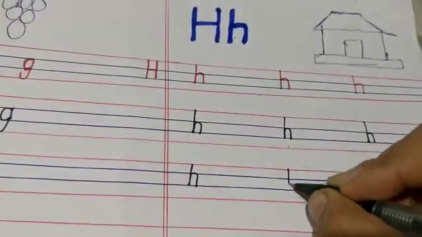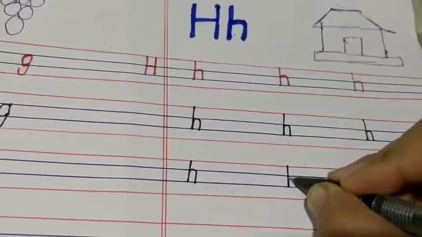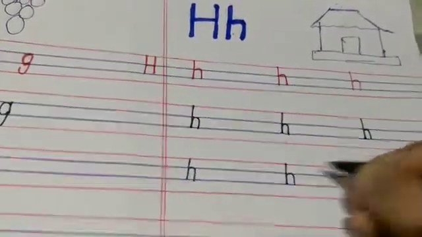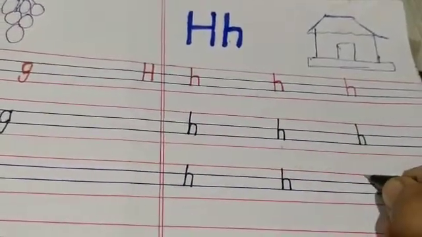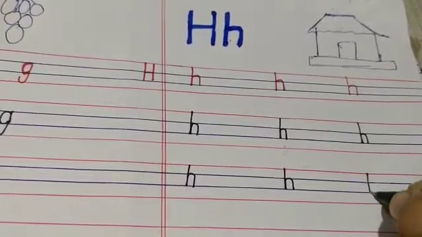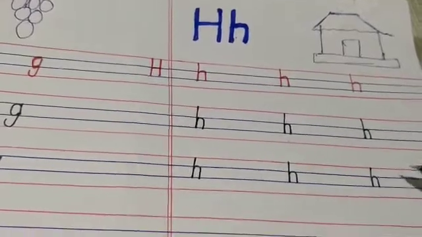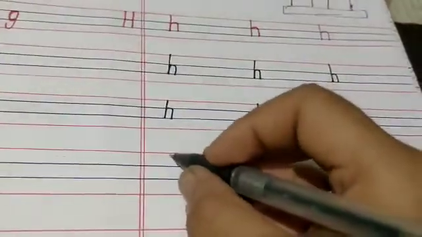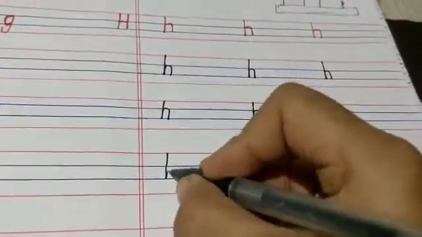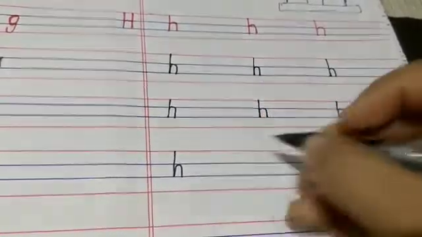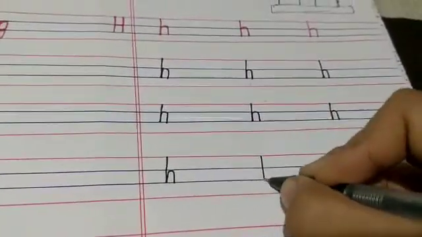Make a standing up line from the top red line, drag it downward and then make a downward curve line. Okay, this is small h. See, I'm writing how I'm writing. H for hut, small h.